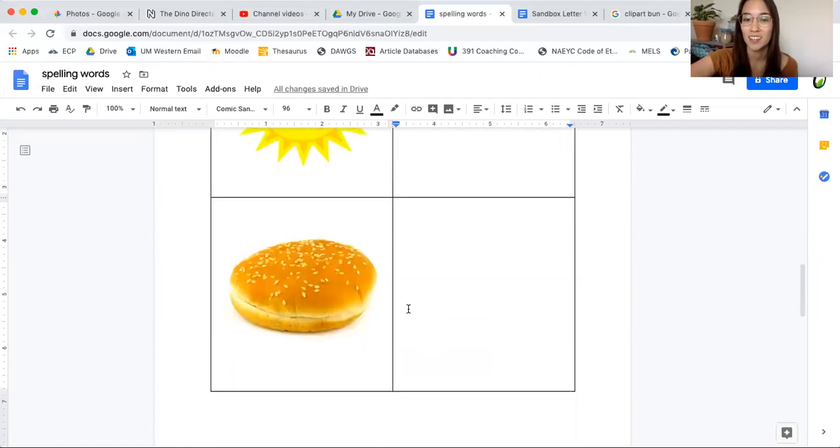What is that? A bun. What letter will go first in the word bun? You're right, letter B. What letter comes next? B, what's that letter again? U. B-U is buh, un. What's that letter again? Letter N. B-U-N spells bun.